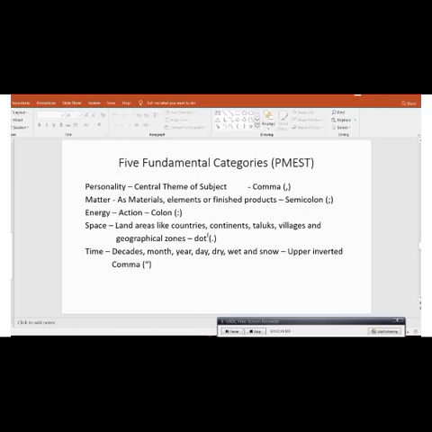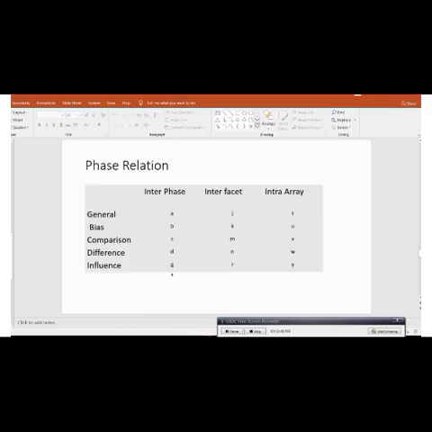Space, there is no doubt about it. Space means land areas like countries, continents, taluks, villages, geographical zones. So each and every geographical zone comes under the space facet. Here we use the dot as the connecting symbol. Finally, time: decades, month, year, day, dry, wet, snow. So all the times come under the time facet. It should be used with the upper inverted comma. So we use the upper inverted comma as the connecting symbol.